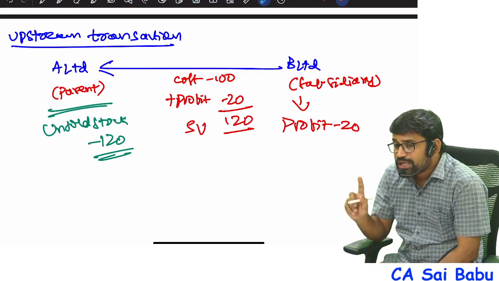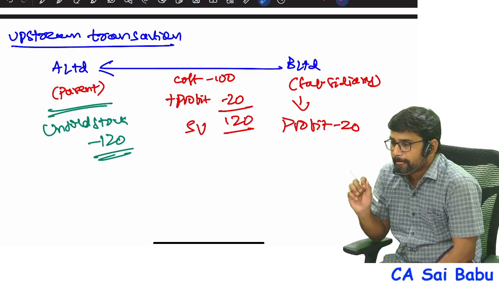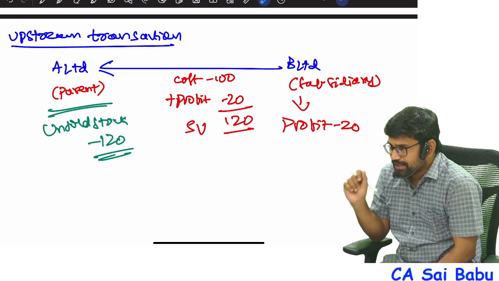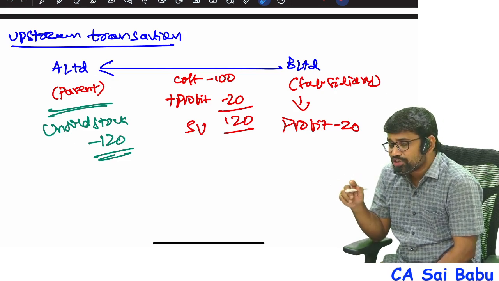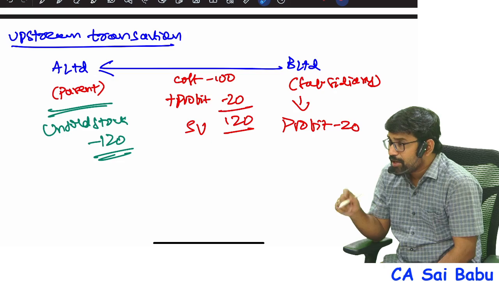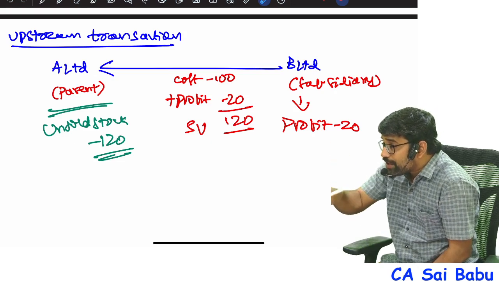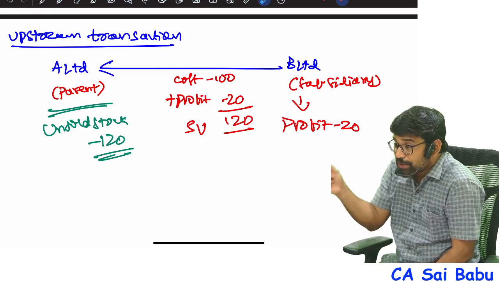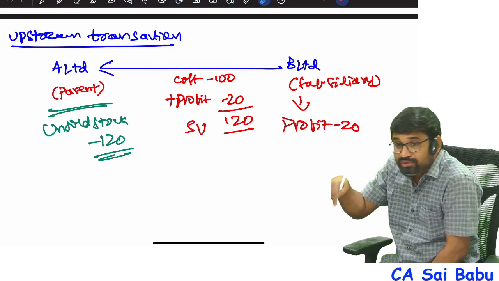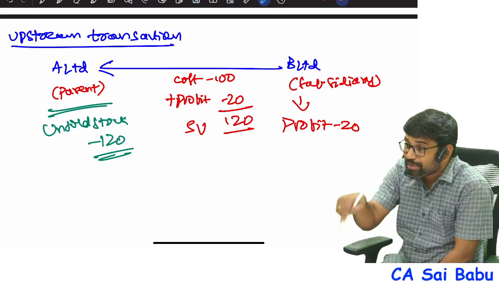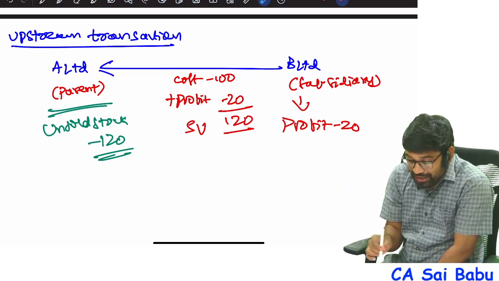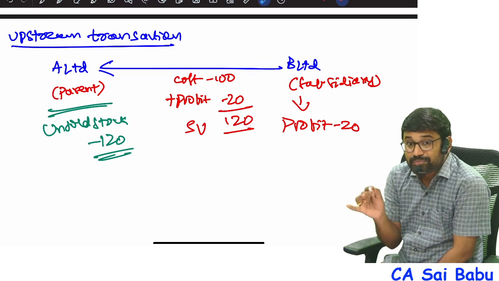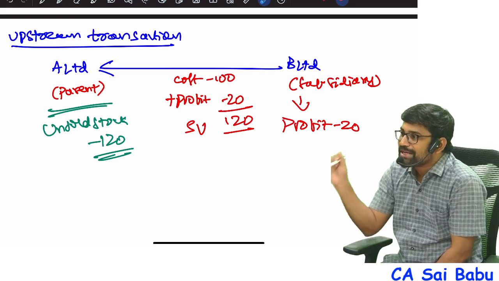Now what is the accounting treatment? Simple. How much is the unrealized profit? 20. This unrealized profit is included in whose books? The subsidiary's. But the subsidiary company's profits we already analyzed into pre and post, and in step number 4, we apportion between the parent and minority interest. Therefore, you need to reduce this unrealized profit from the parent company as well as minority interest.